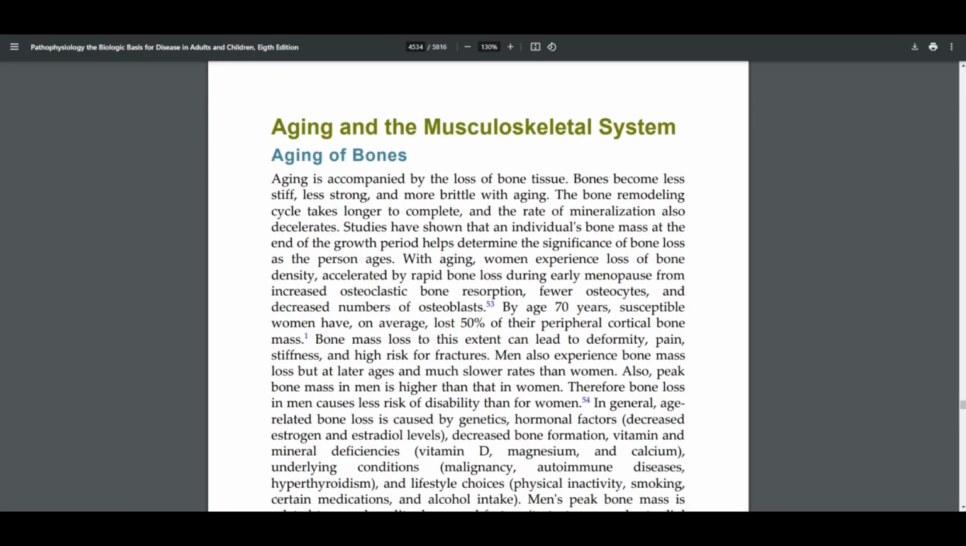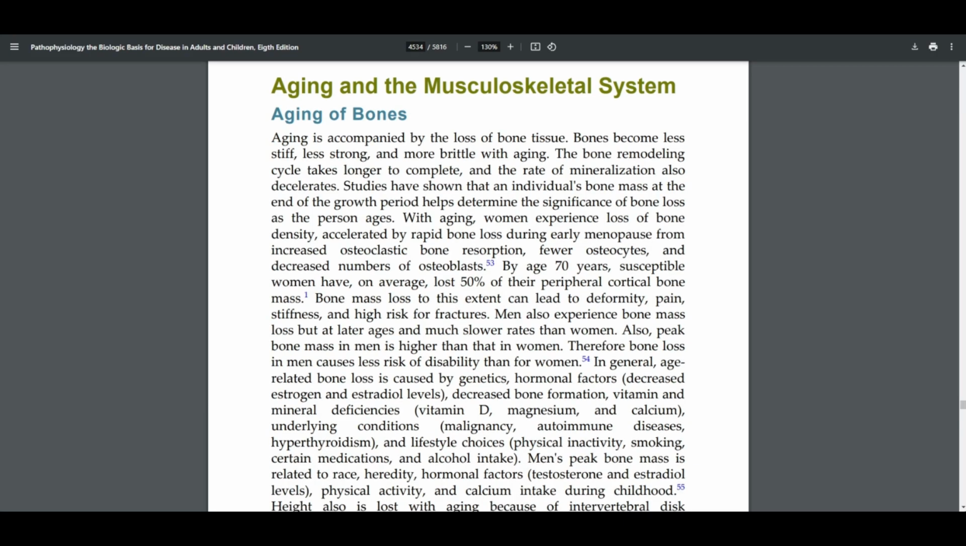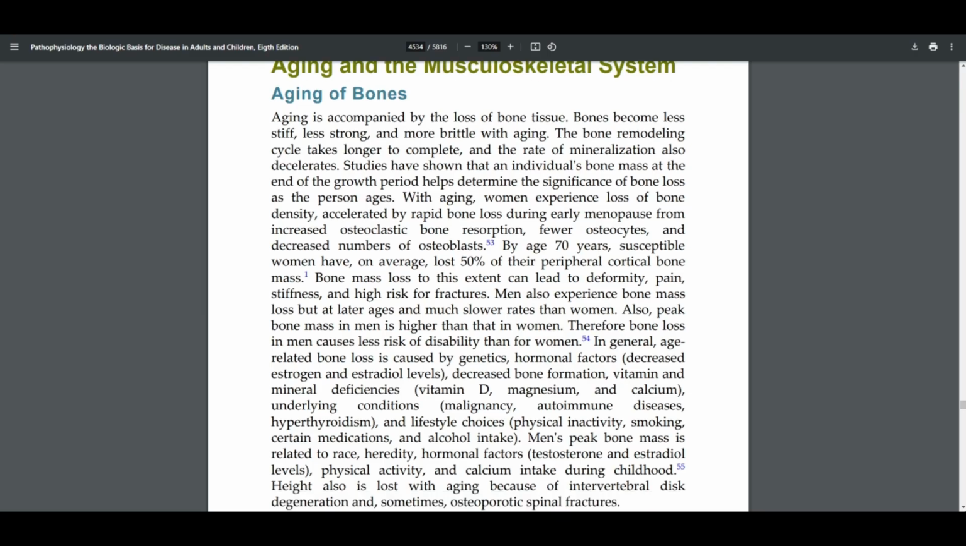That leads us to aging and the musculoskeletal system. Aging of bones. Aging is accompanied by the loss of bone tissue. Bones become less stiff, less strong, and more brittle with age. The bone remodeling cycle takes longer to complete, and the rate of mineralization also decelerates.